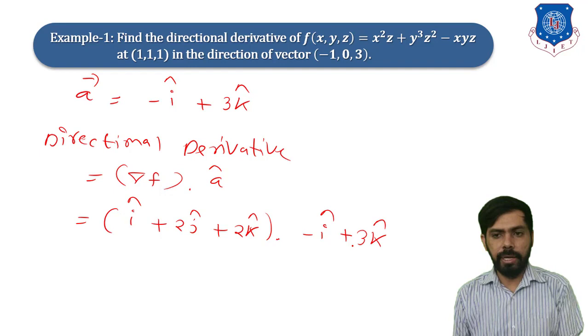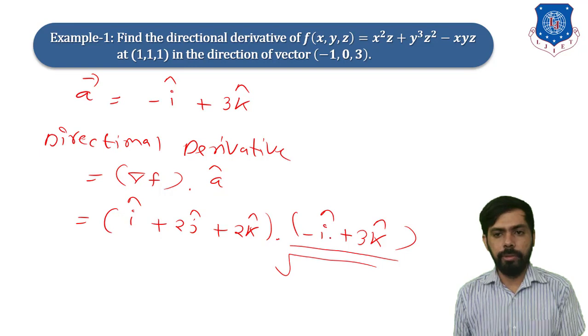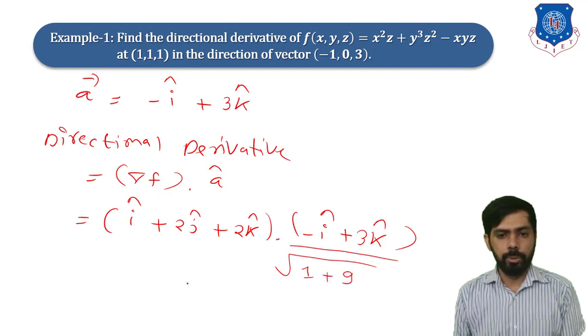Okay, so because a cap will be the vector divided by its magnitude, so it will be minus 1 whole square, 1 plus 3 square, so it will be 9. So now we will apply. Now we will take the dot product of these two vectors.